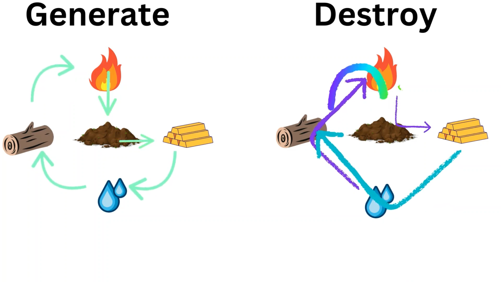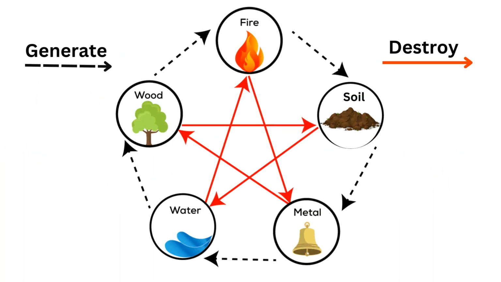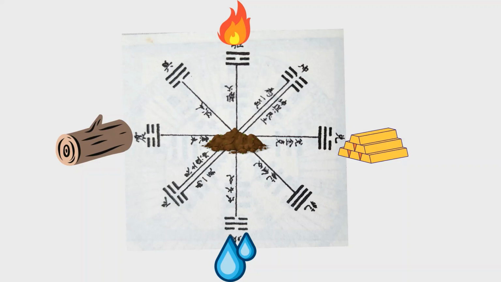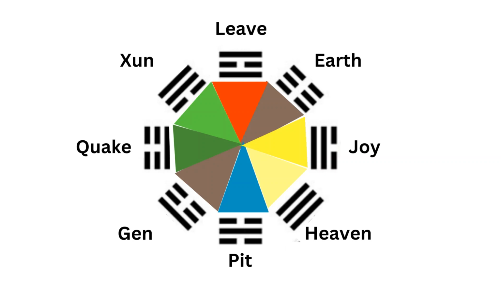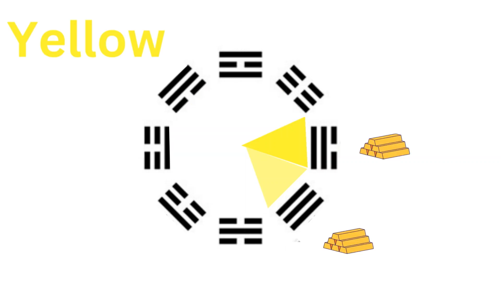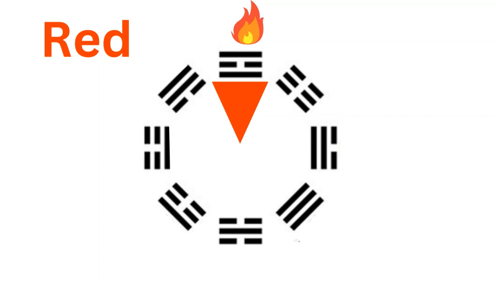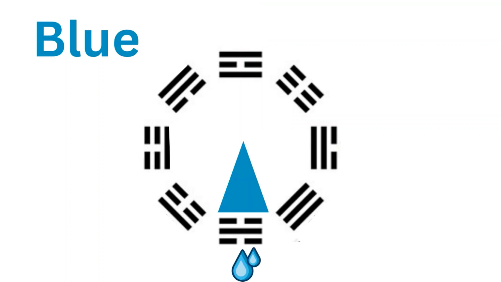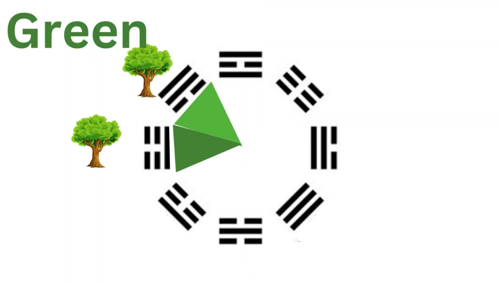If you think the river map version is a bit confusing, you can refer to the modern version, which also brings up the same ideas of generate and destroy. This diagram demonstrates how the 5 elements associate with the post-natal 8 trigrams. I tried to label them in 5 different colors for easy understanding. Yellow for metal, red for fire, blue for water, and green for wood.